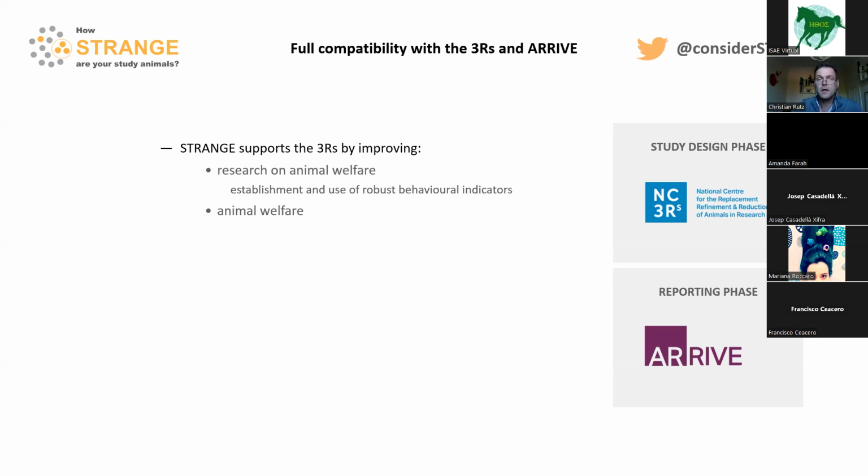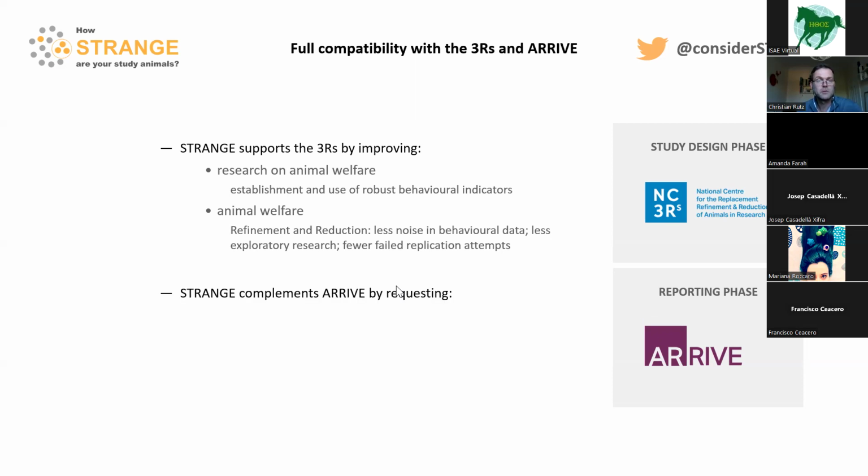way is by improving animal welfare itself, even when that is not the particular focus of a research project. And we achieve that through refinement and reduction. In a nutshell, if we follow the STRANGE guidelines and improve our experimental designs and our interpretation, there will be less noise in the behavioral data we collect. We can reduce the amount of exploratory research we require. And importantly, there will be much fewer failed replication attempts. All of this will benefit animals.